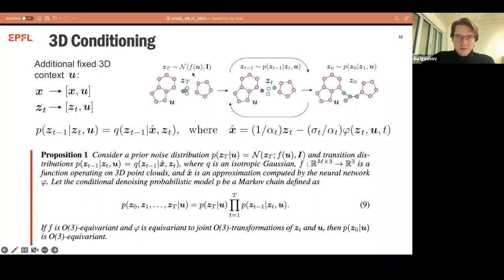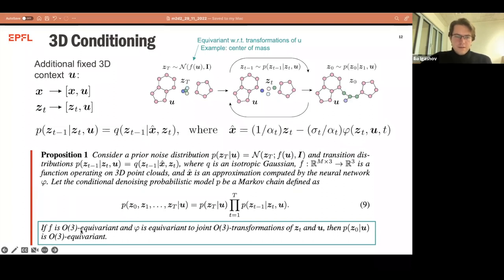Generally speaking, we can say that our prior distribution is a Gaussian centered at F of U, where U is the context, and F is some function that takes the context as input and outputs a single point where we should sample our noise. This is the thing that we can actually design. The second function that we also design is our neural network that predicts the noise that should be subtracted during the denoising process. It turns out that if our F is O3 equivariant and our neural network is also equivariant to joint O3 transformations of the context and the intermediate step Z_T, then our probabilistic model is also equivariant, in the sense that if we rotate our context, which is fragments, and also the linker, then the probability of this doesn't change.